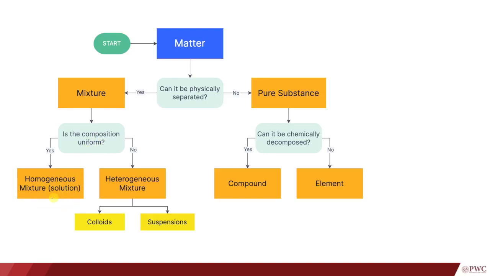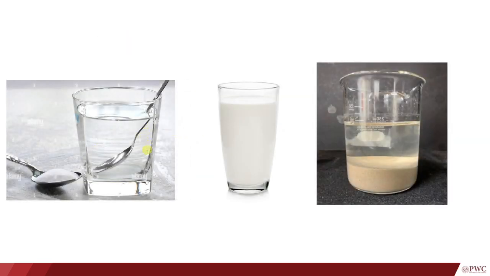So for a homogeneous mixture, it has one visual appearance because it has uniform composition. So it has uniform or even, or pantay ang pagka-distribute ng one component in the other component in the mixture. Let's emphasize this using the following examples.